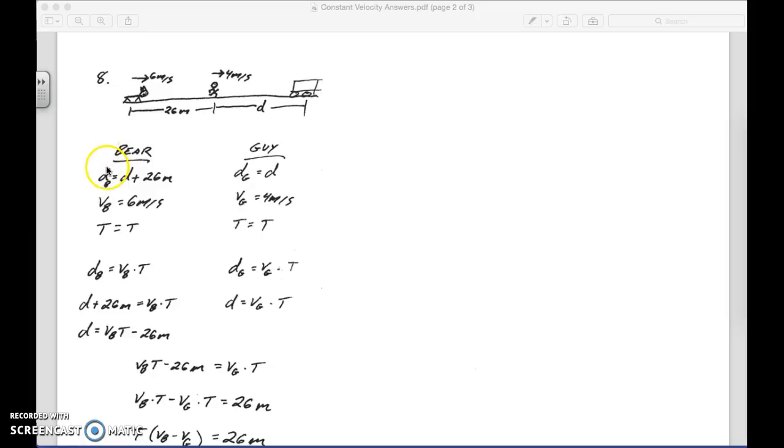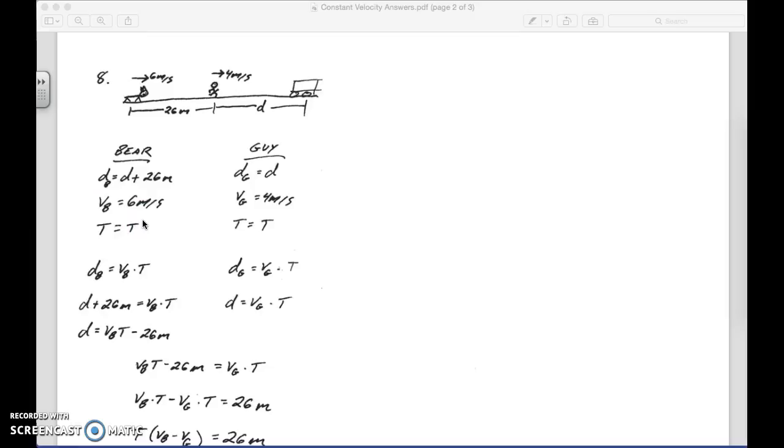The displacement for the bear, he's going to have to go whatever distance it is from the guy to the car, plus 26 meters if he's going to get to the car. That's how far he's got to go. Whatever this d is, plus an additional 26 meters. The velocity of the bear is 6 meters per second, and we do not know how long it's going to take the bear to get there.